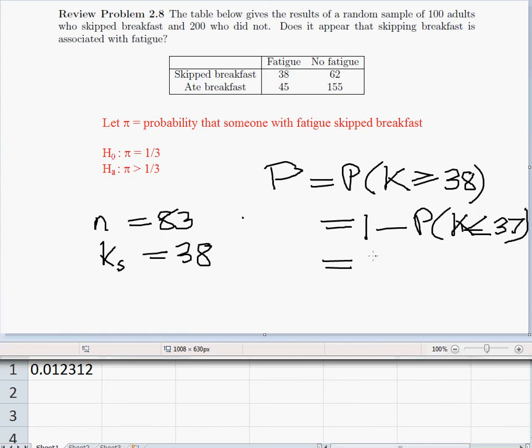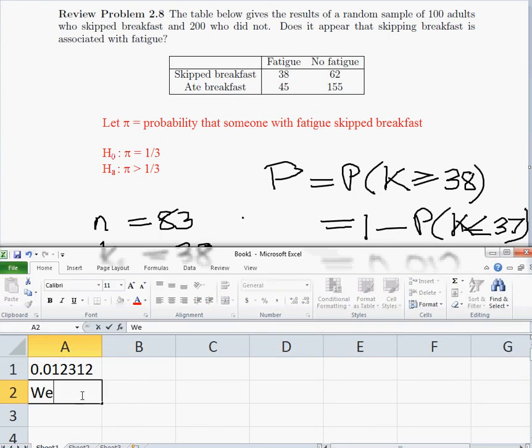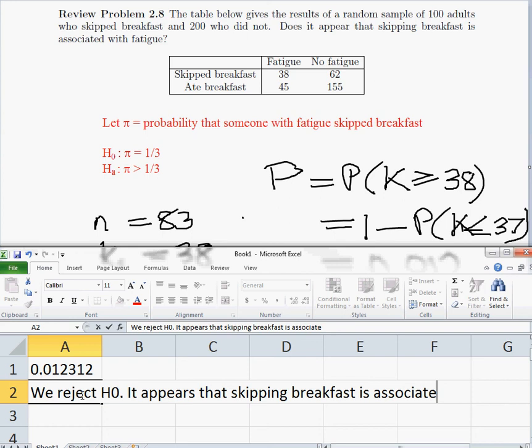So we have a p-value that is less than our default value of alpha, 5%, and so our decision is going to be that we reject the null hypothesis. So I'll type that down here at the bottom. We reject the null hypothesis. It appears that skipping breakfast is associated with fatigue.